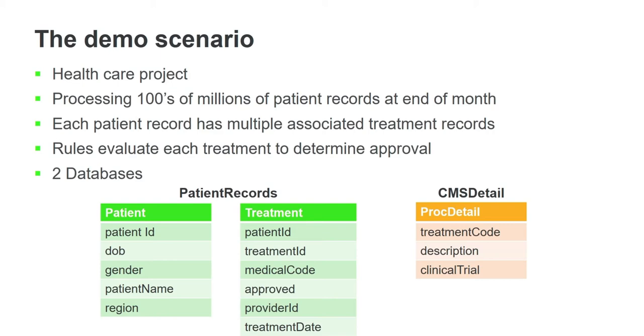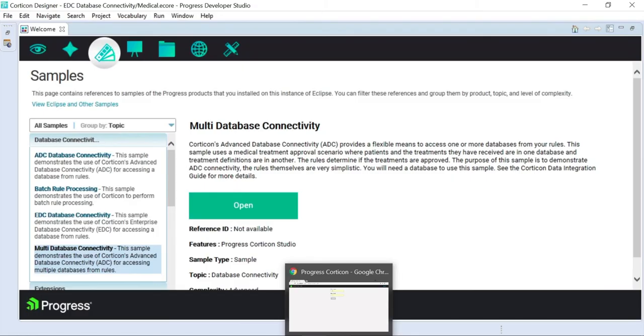For demo purposes, this is very simplified compared to what you would have in a real world use case, but this is useful for demonstrating the concepts and helping you get started with data access and batch processing in Corticon. So everything I'm going to show is bundled with the product. So the samples I'm going to use, you have access to.